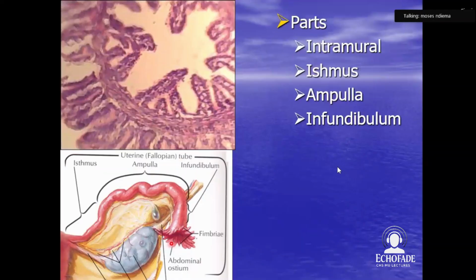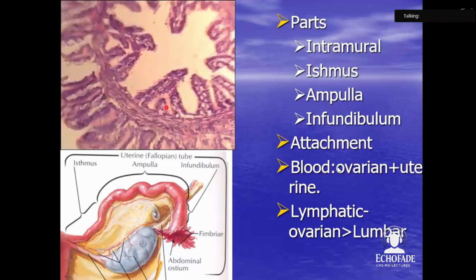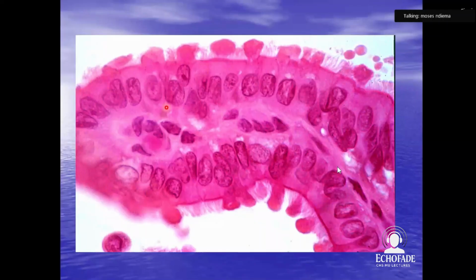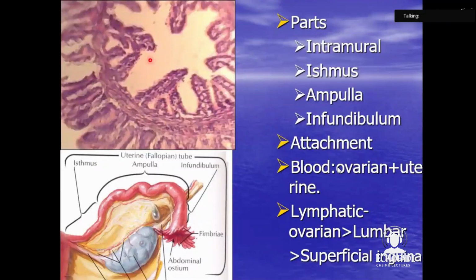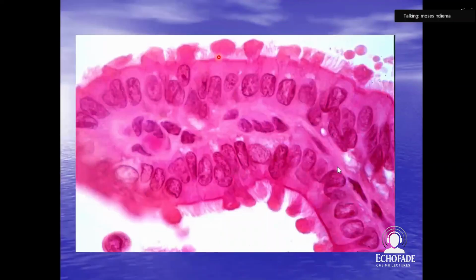So what is the internal structure? What do we see when we look at a section through the oviduct? The oviduct consists of a mucosa. The mucosa is highly folded and is lined by simple pseudostratified columnar epithelia.